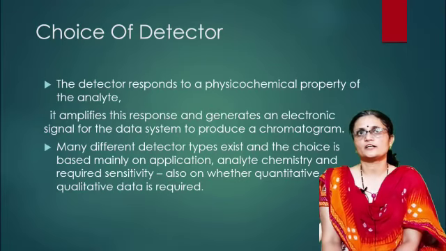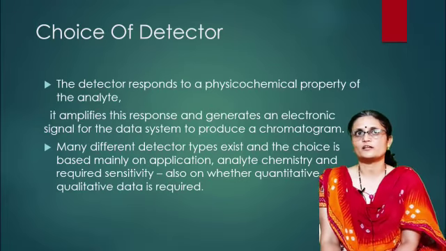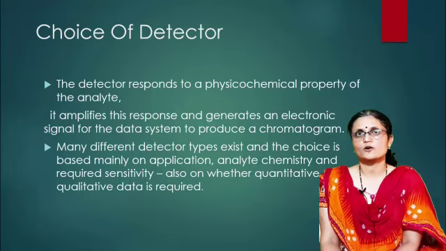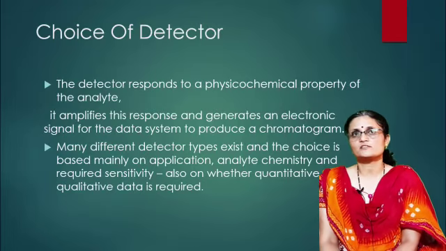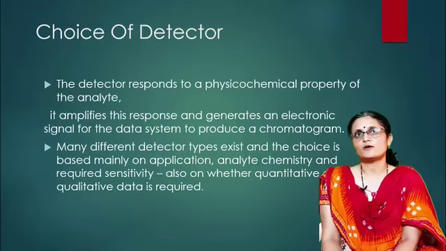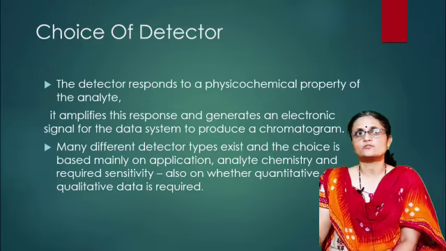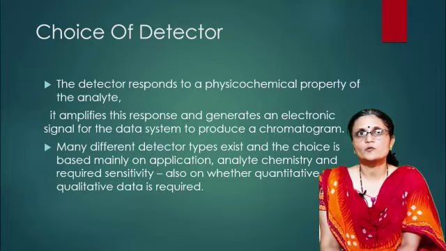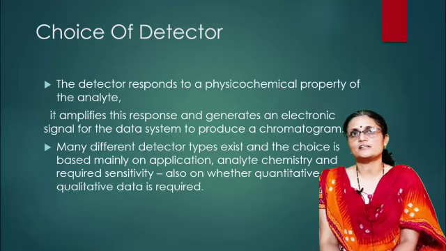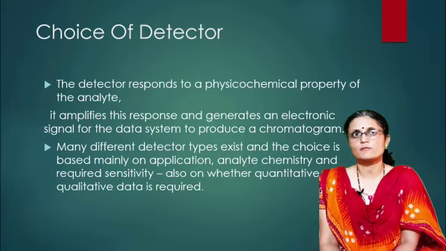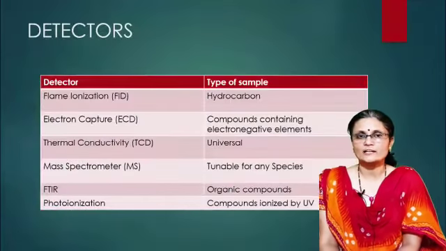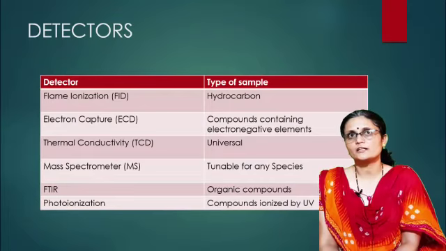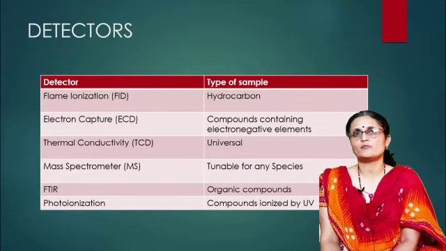The choice of the detector depends upon the physico-chemical properties of the analyte. It amplifies the response, converts it into an electronic signal and also produces the data system for a chromatograph. Different types of detectors are used for different types of samples. The favorite ones are the flame ionization detector, that is FID, which is generally used for hydrocarbons. Electron capture detectors are for those compounds which contain electronegative elements. Thermal conductivity detectors are universal, that is, they can be used for all types of compounds.